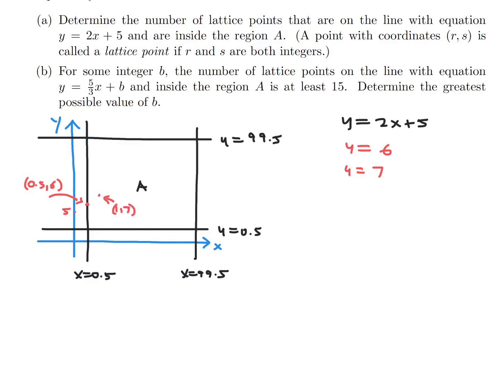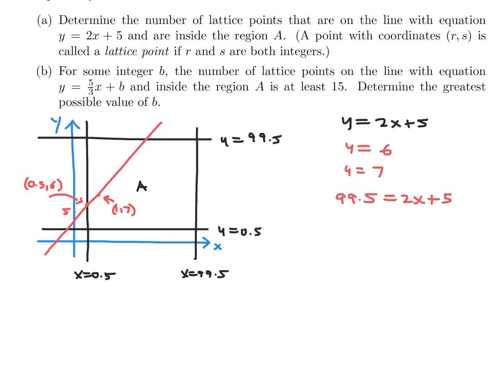Yeah, 1, 7. And then we're going to keep going. This line, oh boy, I don't even know how to draw it because it's not going to be drawn to scale at all. But something like that, I think. Okay. Then we have to keep going until y is 99.5. So if I set y to 99.5 and then solve for x, let's see, what do I get here?